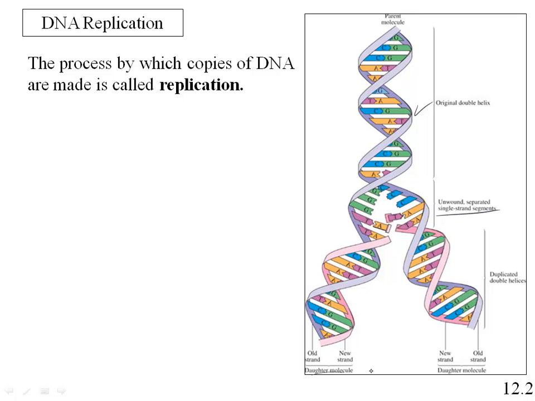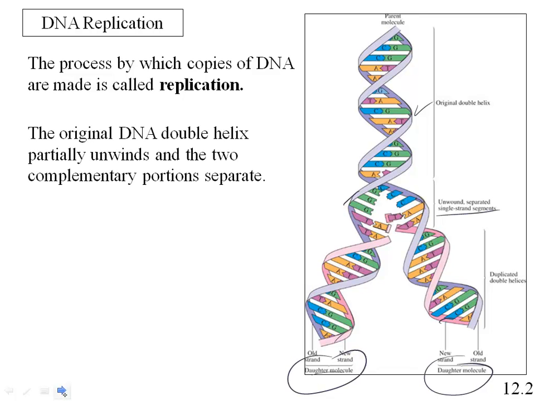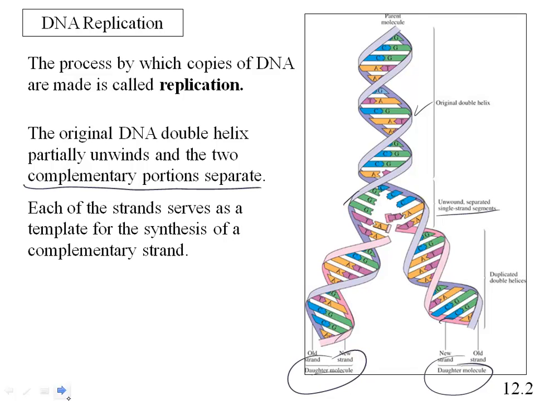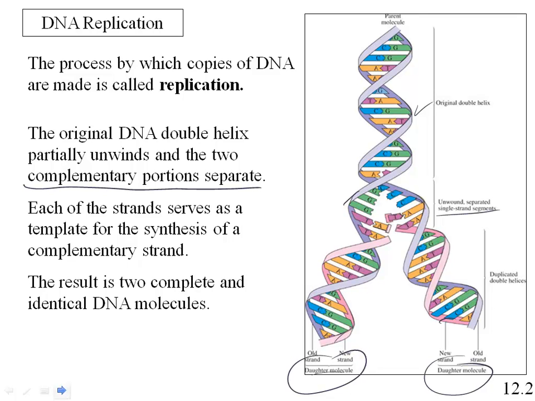These are called daughter molecules. You've got the old strand that was left over on this side, and you've got an old strand left over on this side, and then here are your new strands here and here. So don't forget the term daughter molecule. So the two unwind, they form complementary portions, separate, and then that gives us the template for the synthesis of a complementary strand, and we get replication. The result is two complete identical DNA molecules.